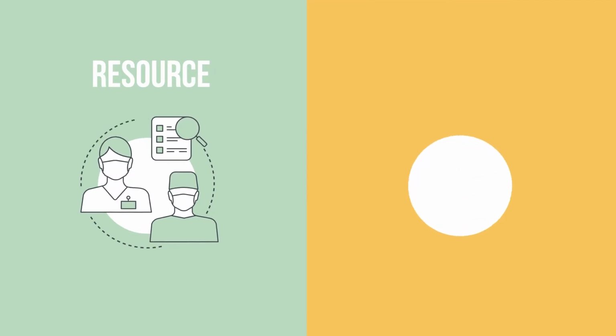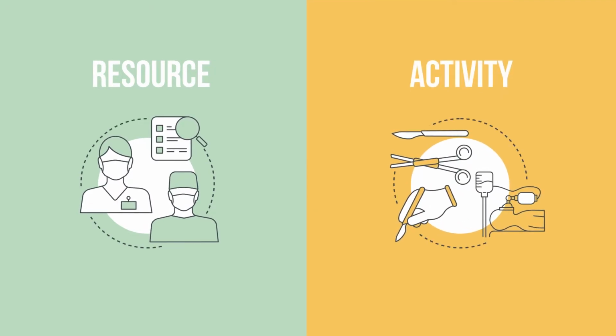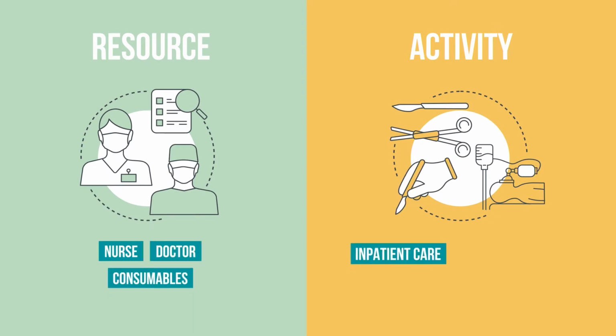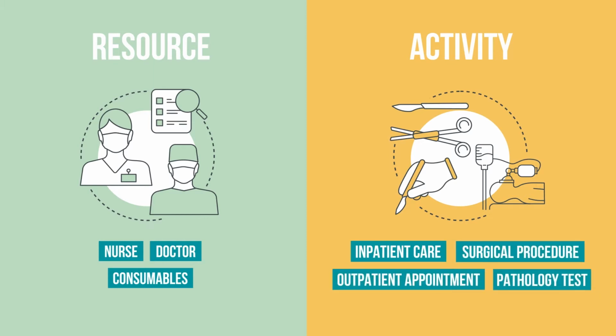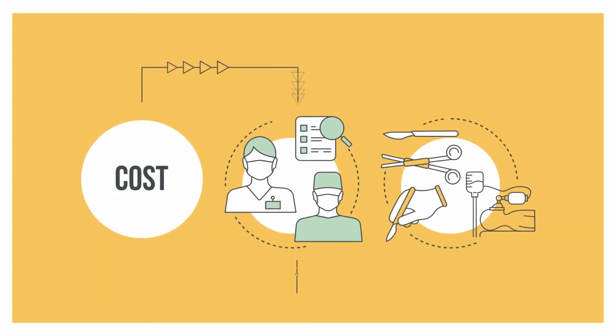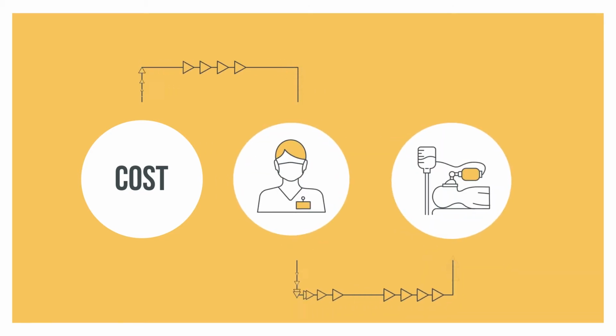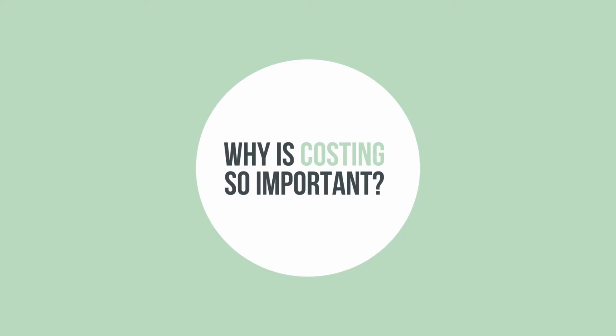Within costing in healthcare, we use the terms resource and activity. A resource could be a nurse, doctor, or consumables. An activity could be delivering inpatient care, a surgical procedure, outpatient appointment, or pathology test. Costing in the NHS is about linking the costs of a resource to the activity they carry out. For example, take the cost of a nurse looking after a patient on a ward and then assign that cost to individual patients.